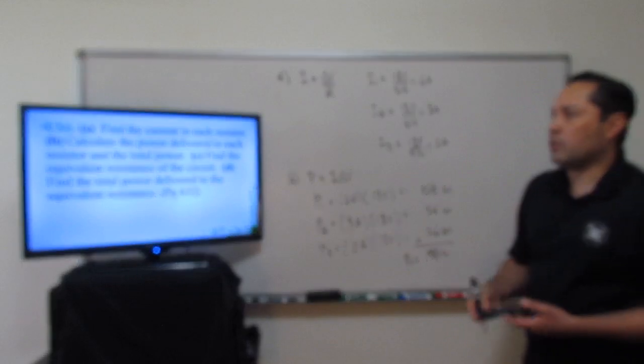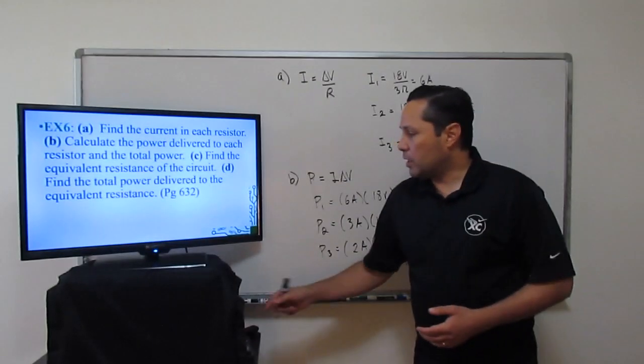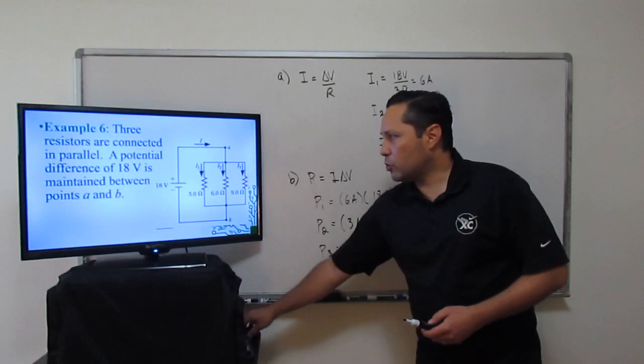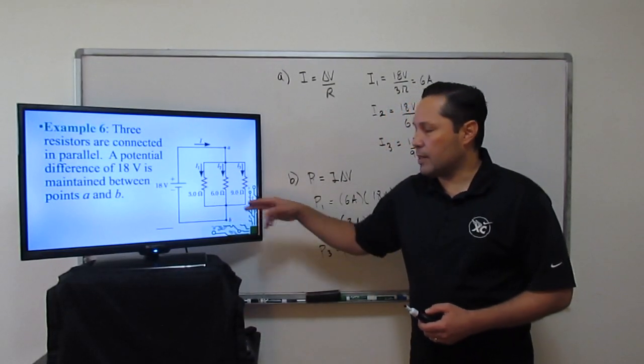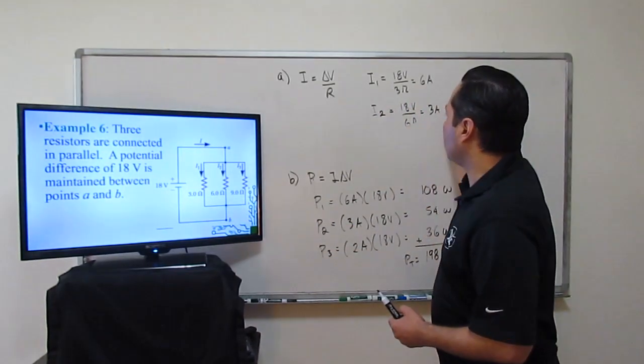In part C, they ask you to find the equivalent resistance of the circuit. So we've got the three resistors of 3, 6, and 9 ohms. What will be the equivalent resistance? Let's go ahead and do that next.